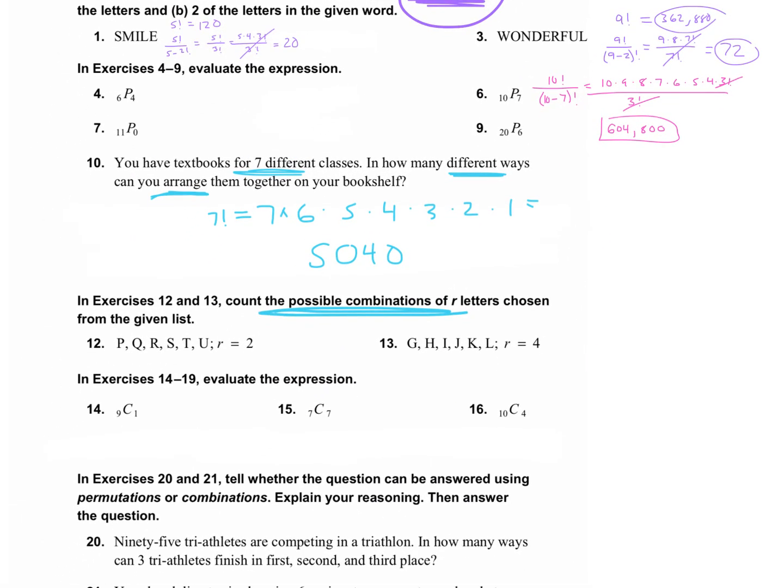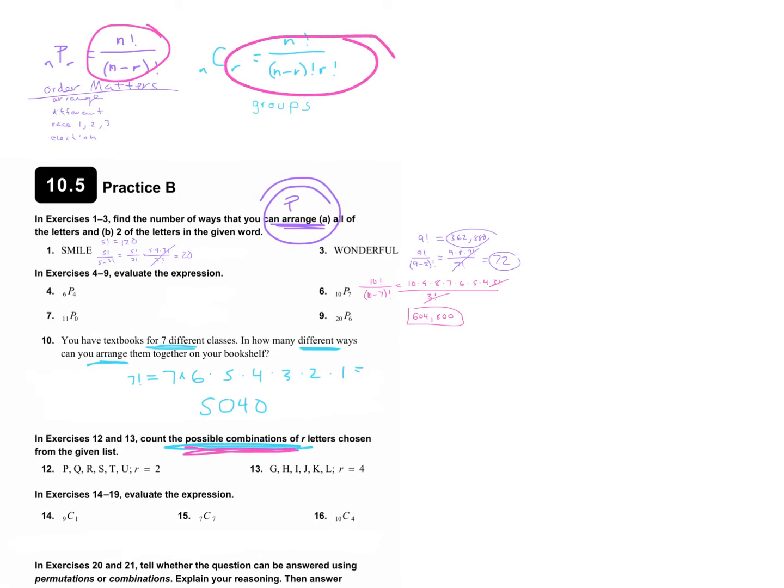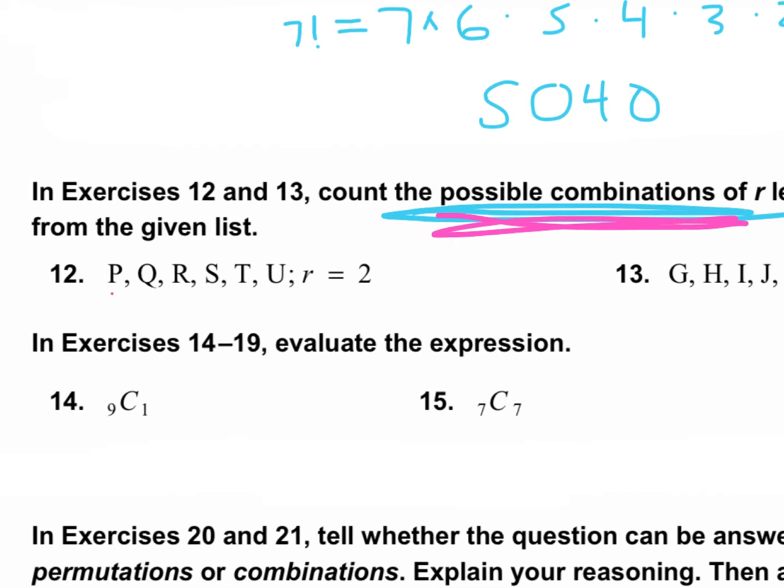So in number 12, we have to count the possible combinations of R letters chosen from the given list. Combinations means we're using this formula. So we have 1, 2, 3, 4, 5, 6 letters total. So 6 factorial over 6 minus our R is 2. So 6 minus 2 factorial times 2 factorial.